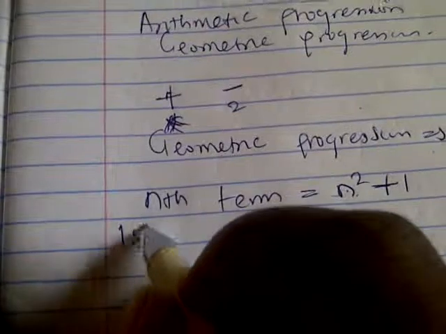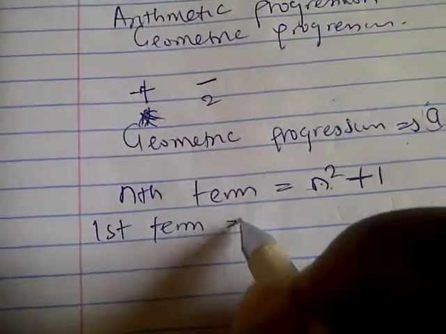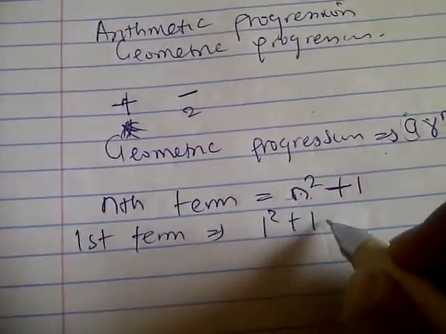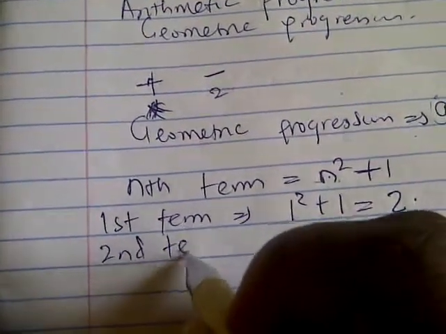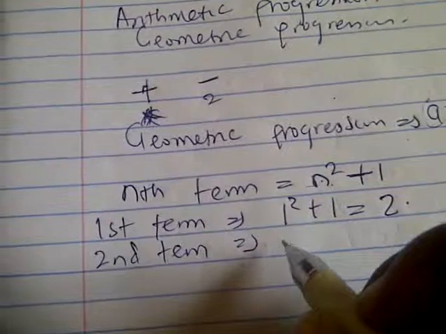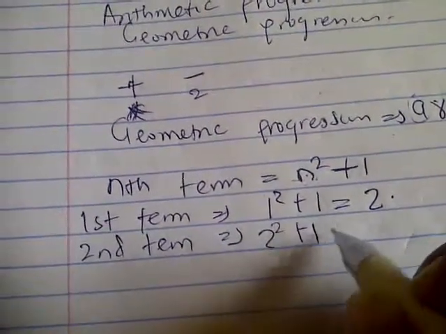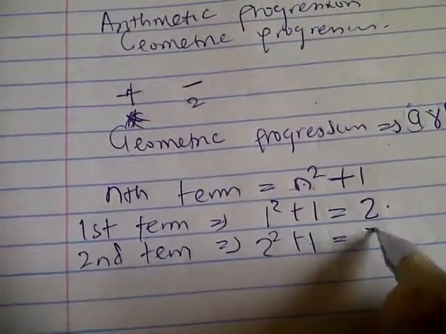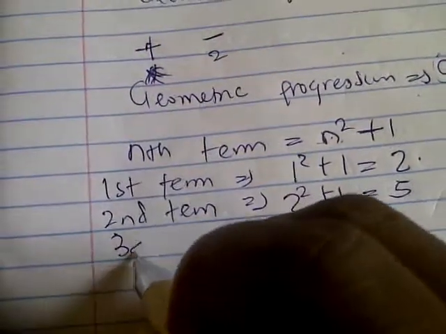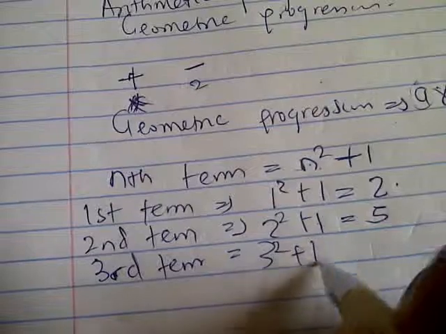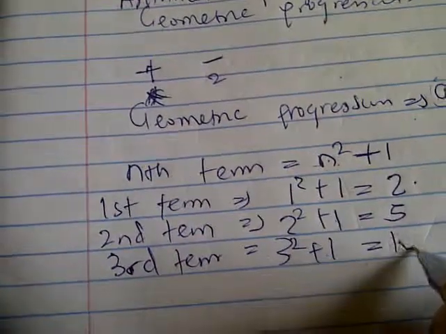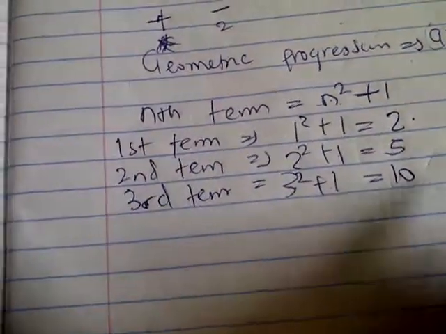So the first term will be 1 squared plus 1, and that will be 2, okay? For the second term, it will be 2 squared plus 1, and that will be 2 squared is 4 plus 1, 5. For the third term, that will be 3 squared plus 1. 3 squared is 9 plus 1, 10, and so on.